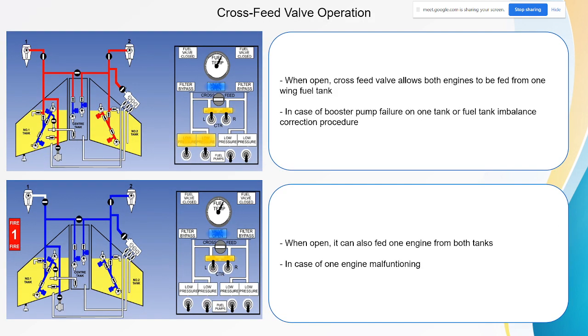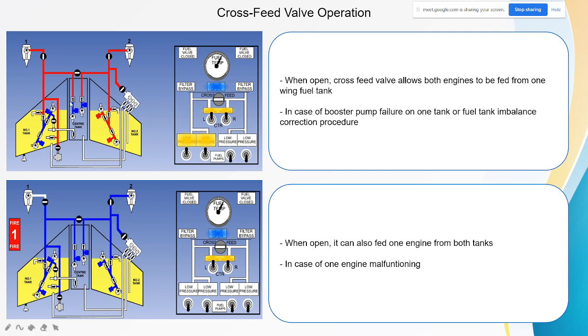Okay, so now let's look into the crossfeed valve operation. What is the importance of this crossfeed valve? Why is it installed between the lines? When the crossfeed valve is open, it will allow both engines to be fed from one fuel tank. This is usually in case of booster pump failure on one tank or for the fuel tank imbalance correction procedure.